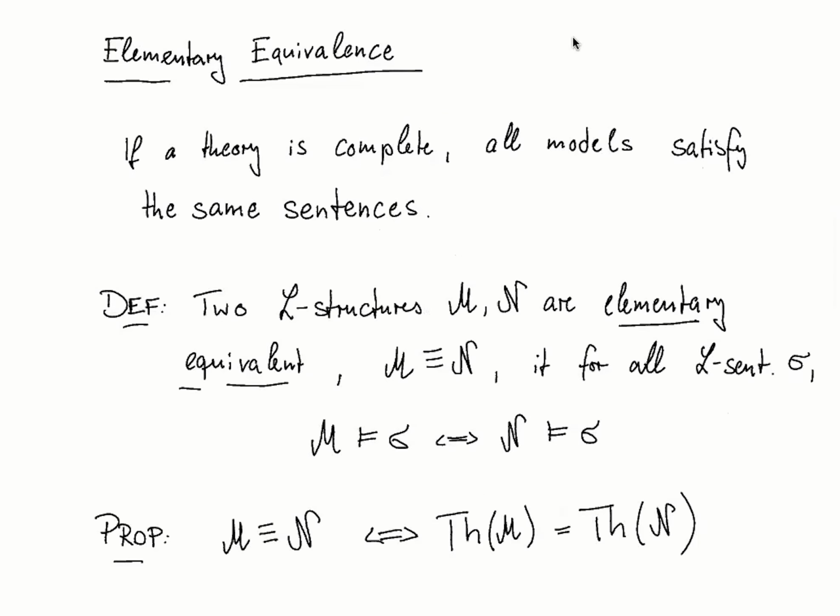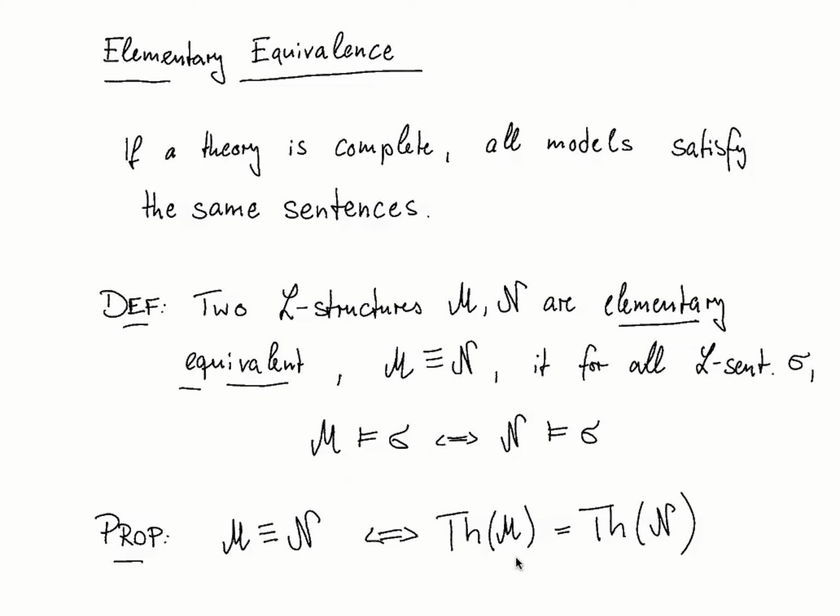A property that complete theories have is that they impose the same truth behavior on all their models. So more precisely, all models of a complete theory satisfy the same sentences. And that gives rise to the following definition. If we have two L-structures, M and N, they are called elementary equivalent, written as M ≡ N, if for all L-sentences sigma, sigma is satisfied in M if and only if sigma holds in N.